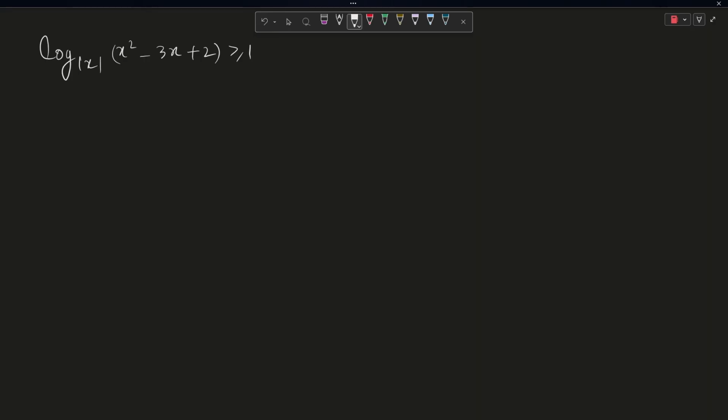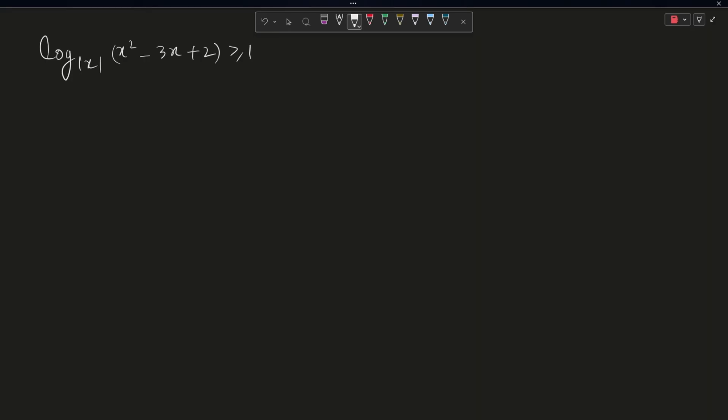When the base is greater than 1, we do not have to change the sign of inequality, and when the base is less than 1, then we have to change the sign of inequality. Only on that basis can we solve this whole question, right? Although the question is quite lengthy to understand as well as to solve, let's proceed without wasting any time.